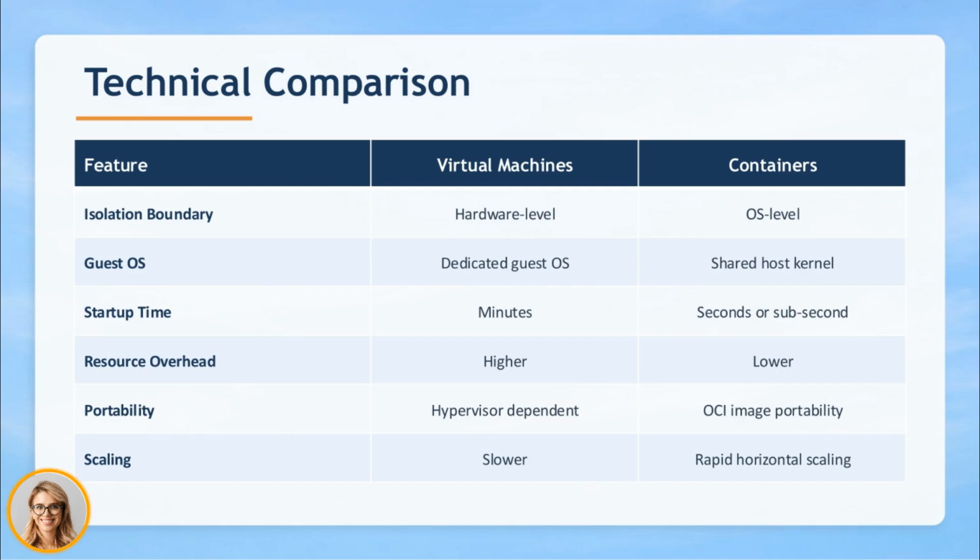This table provides a concise technical comparison, highlighting the practical trade-offs between virtual machines and containers. The core distinction lies in their isolation boundary, hardware level for VMs versus OS level for containers. This cascades into other features. VMs require a dedicated guest OS, leading to startup times measured in minutes and higher resource overhead. Containers, sharing the host kernel, start in seconds or less with lower overhead. VMs are hypervisor dependent for portability, while containers offer OCI image portability, enabling rapid horizontal scaling.